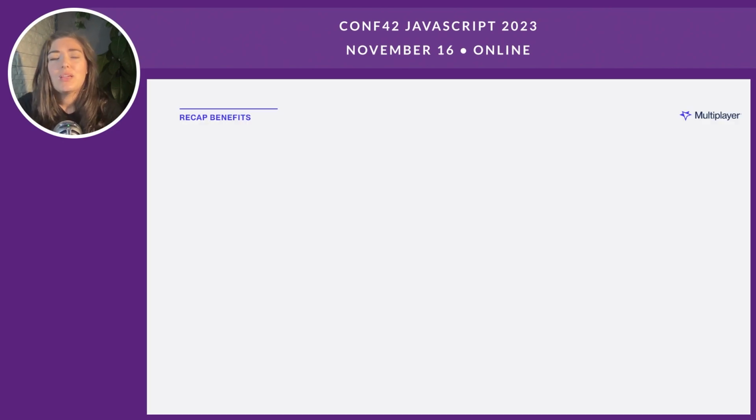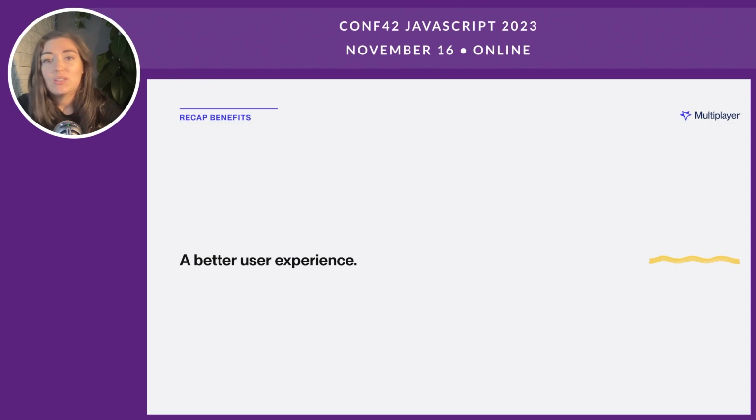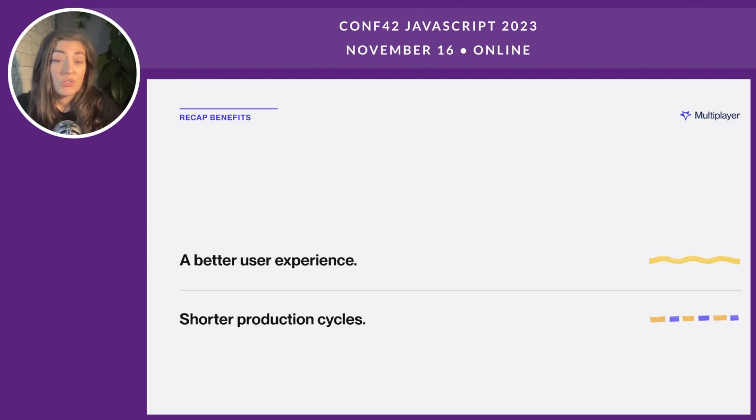So, to recap, why should you build for collaboration within your app? With real-time collaboration, you ensure a better user experience. In other words, quicker time to fun. Your users can align, communicate, and drive consensus effortlessly. Shorter production cycles, quicker time to market.